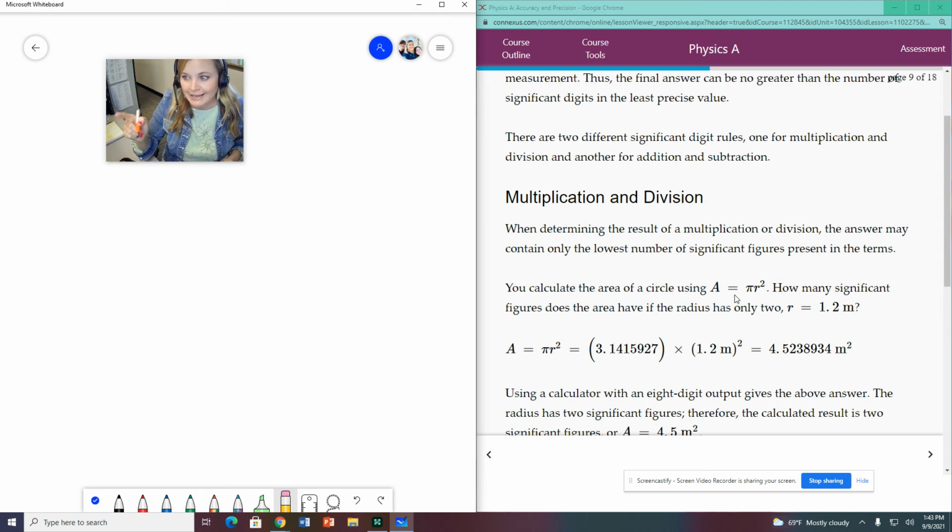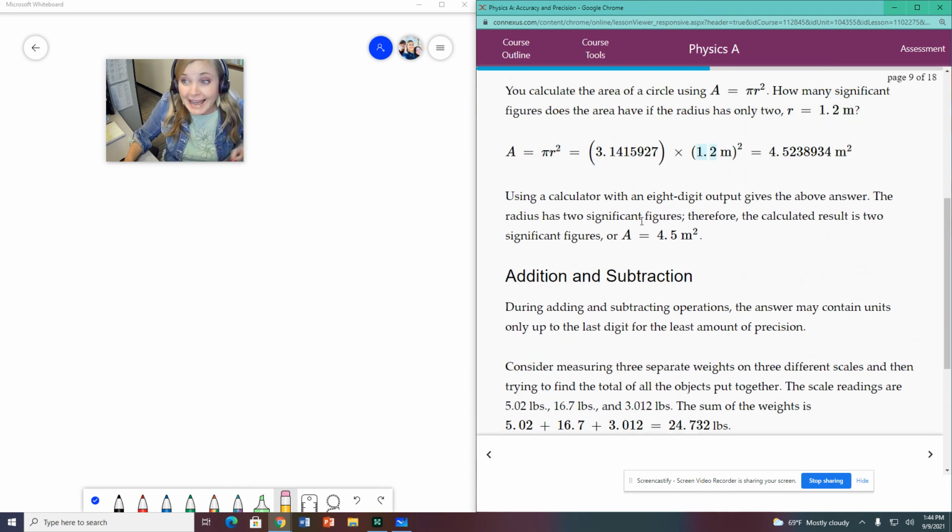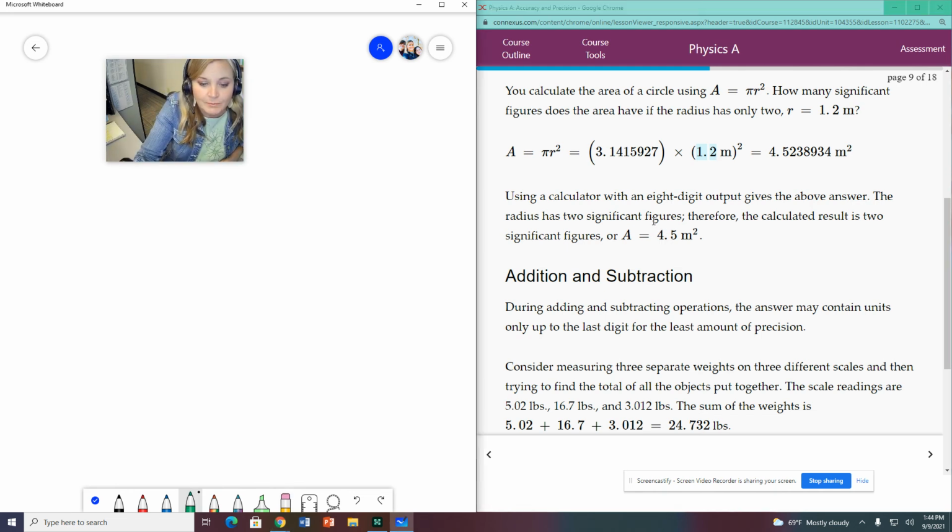So for multiplication and division, you are going to use significant digits. You pick the number in the problem that has the lowest number of significant digits, and that's what you report your answer to. So in this example, 1.2 has the lowest number of significant digits, which is 2. So my answer is reported to 2 significant digits. Okay? Significant, not necessarily to the tenths place, but to 2 significant digits. If my answer had been 45, I would not have reported 45.0. I would have reported 45 because that's 2 significant digits.